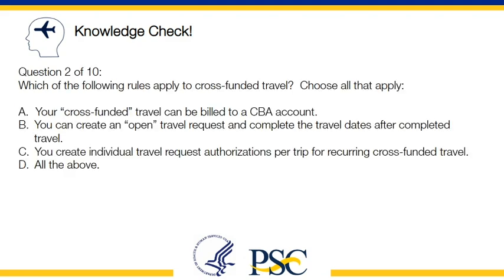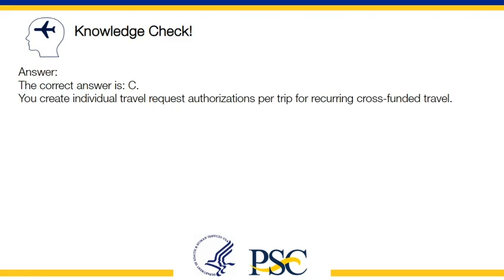Which of the following rules apply to cross-funded travel? Choose all that apply. A. Your cross-funded travel can be billed to a CBA account. B. You can create an open travel request and complete the travel dates after completed travel. C. You create individual travel request authorizations per trip for recurring cross-funded travel. D. All the above. Click the Pause button, consider your response, and then click Play to resume and learn the correct answer. The correct answer is C. You create individual travel request authorizations per trip for recurring cross-funded travel.